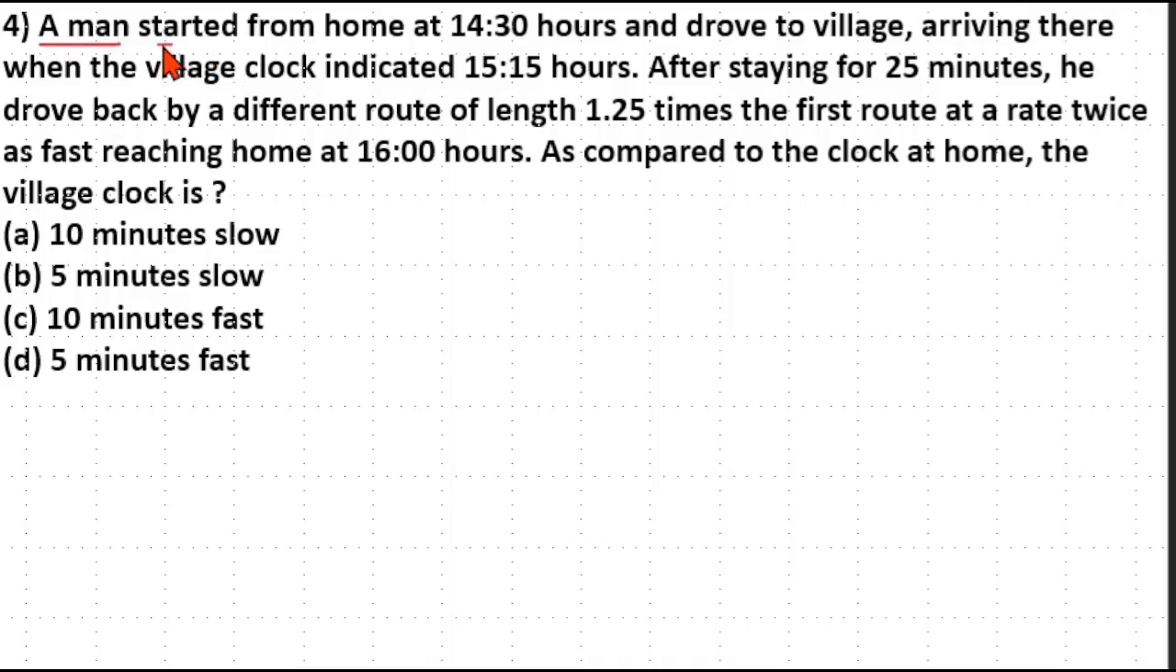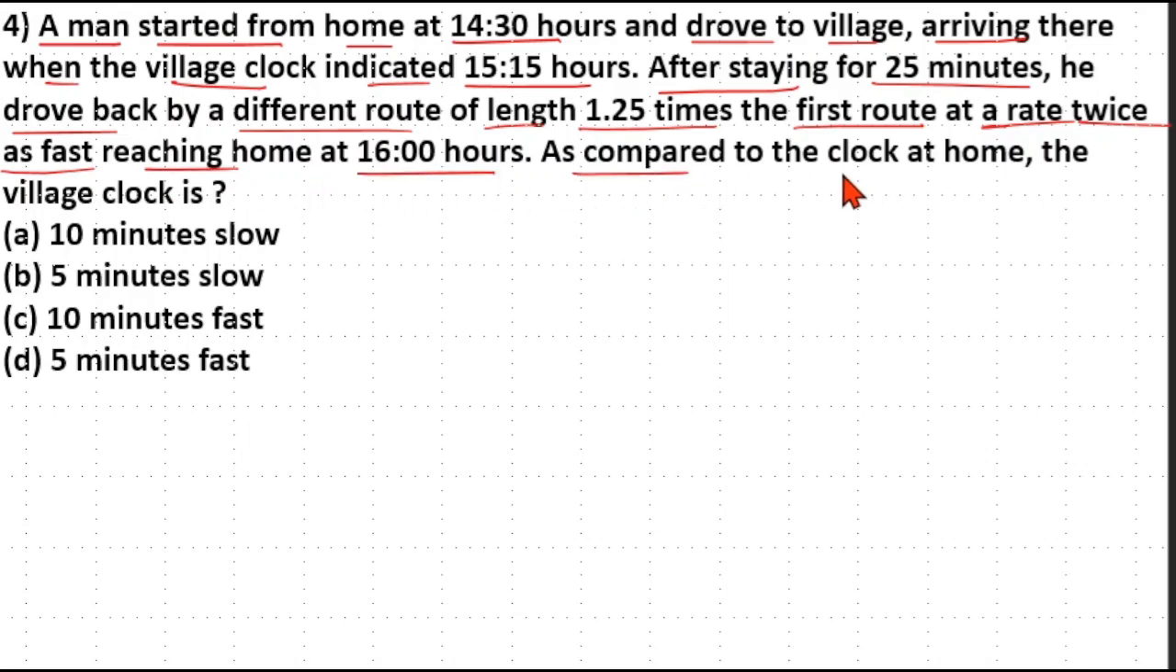A man started from home at 2:30 hours and drove to a village, arriving there when the village clock indicated 3:15 hours. After staying for 25 minutes, he drove back by a different route of length 1.25 times the first route at a rate twice as fast, reaching home at 4 hours. As compared to the clock at home, the village clock is.